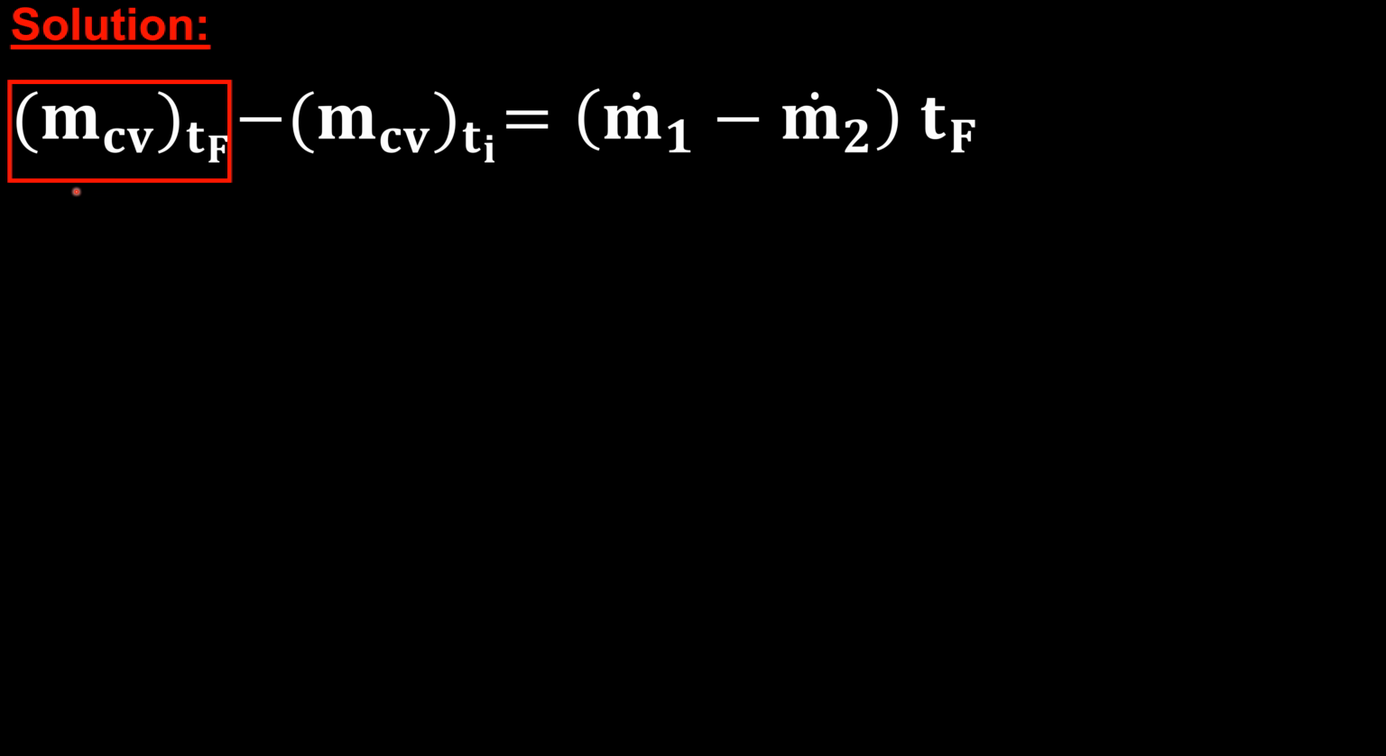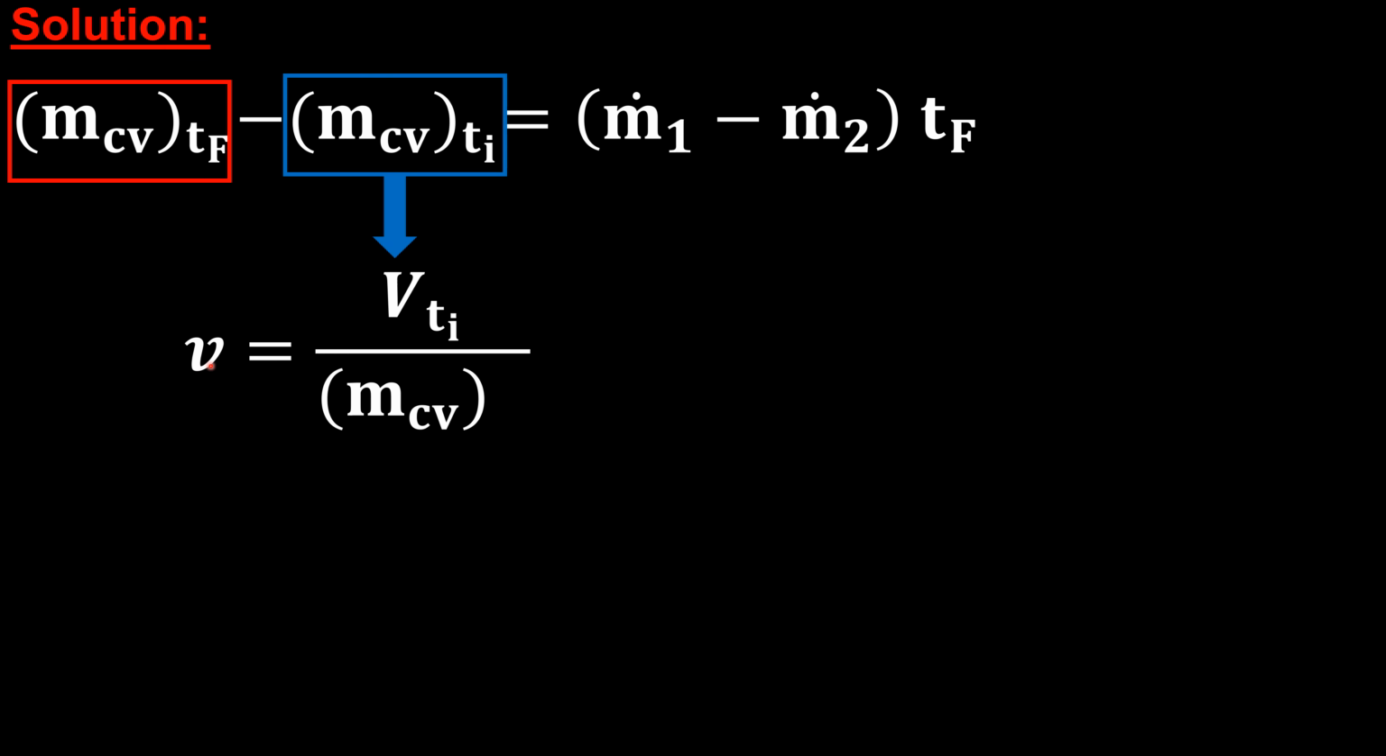So here our goal is to find the final mass. So let's see how we can solve this. Now what about the initial mass? Now we know that specific volume is the initial volume over the initial mass. So we have the specific volume, and we have the initial volume. We can solve for the mass in here, and we can get the value for the initial mass.